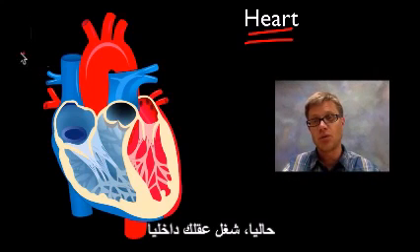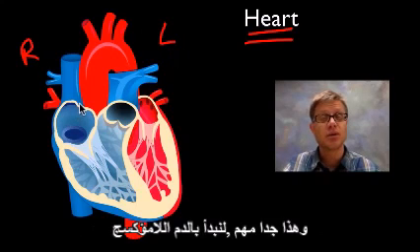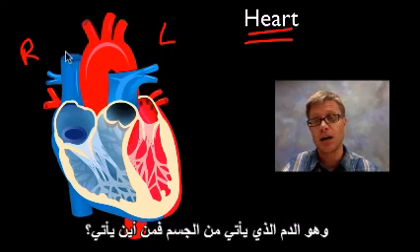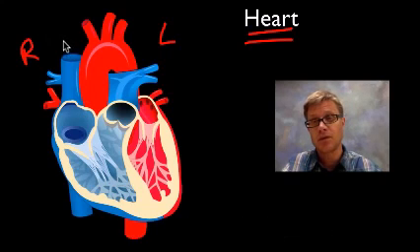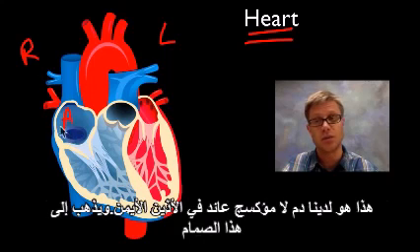So basically your right side now is going to be over here and your left side is going to be over here. So that's pretty important. So let's start with deoxygenated blood. Deoxygenated blood means that it's coming back from your body. So where does it come from? It's coming from your superior and inferior vena cava. So basically it's entering into what's called your right atrium. So this would be your right atrium here.